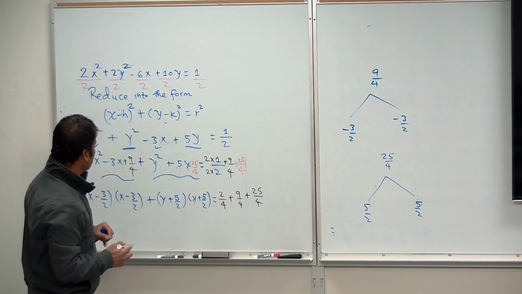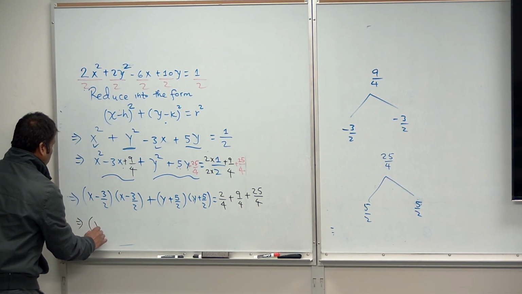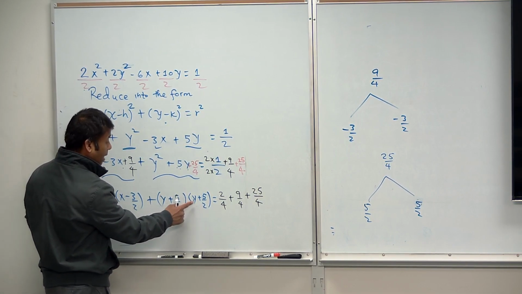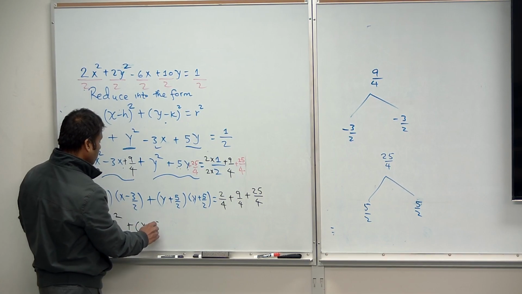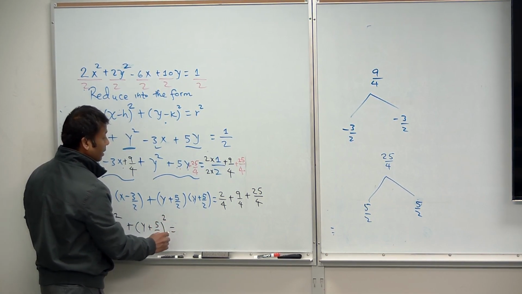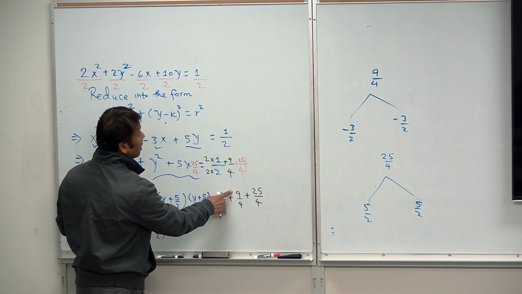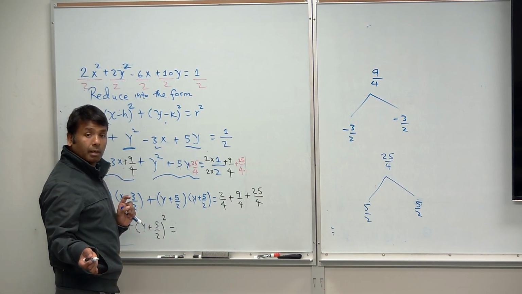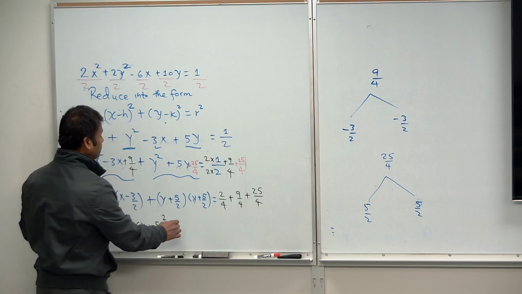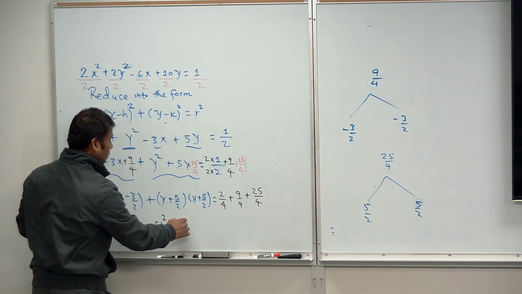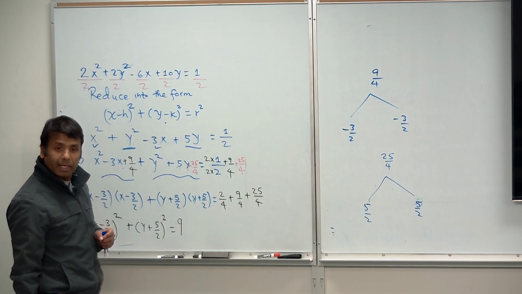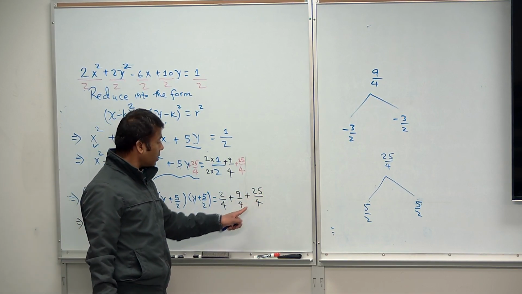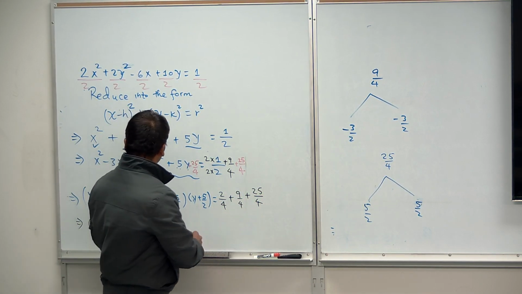Right? So now it is going to be x minus 3 half squared plus y plus 5 half times y plus 5 half, which is y plus 5 half squared, equals, hey, this is 2 plus 9, 11. 11 plus 25, 36 over 4. What is 36 divided by 4? Is that 9? Did you see that? 11 plus 25, 36. 36 over 4 is what? 9.